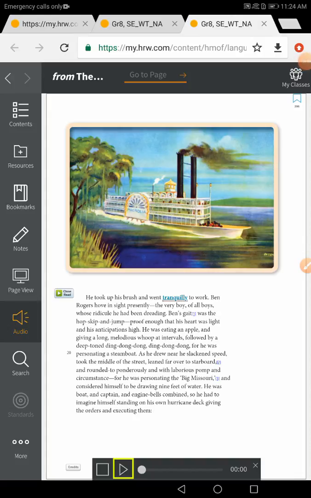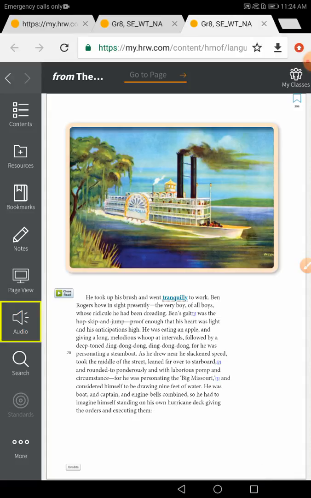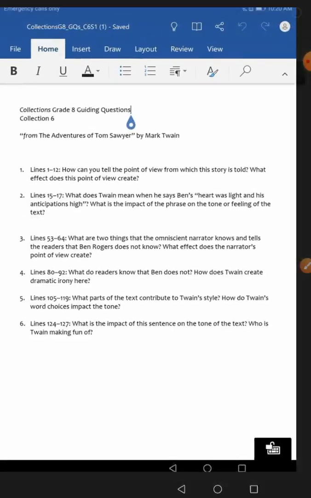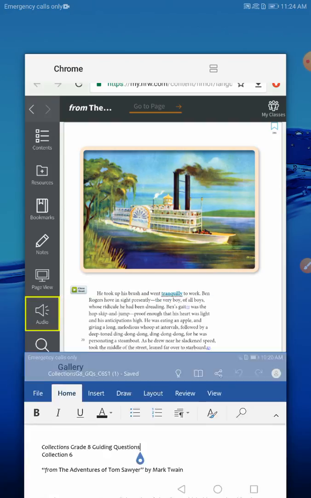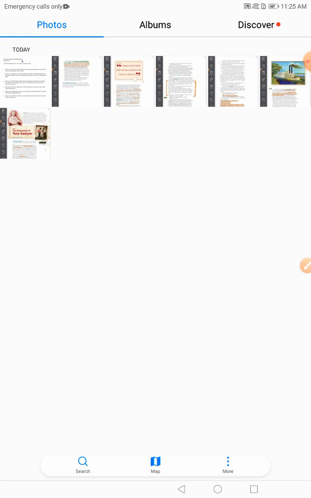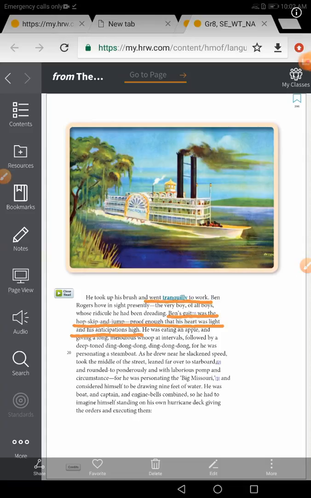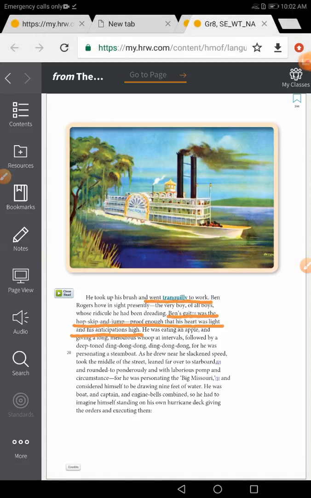Okay, guys, after listening to this passage, I just want you to go to the guiding questions. Let's now go together to the guiding questions, guys. Here you go. The second question is from line 15 to line 17, so focus on these two lines. What does Twain mean when he says Ben's heart was light and his anticipations high? This is the first part of the second question. The second part: what is the impact of the phrase on the tone or feeling of the text? Let's now see together. We can go to the second page here. As you can see, I just want you to focus on the underlined lines here.